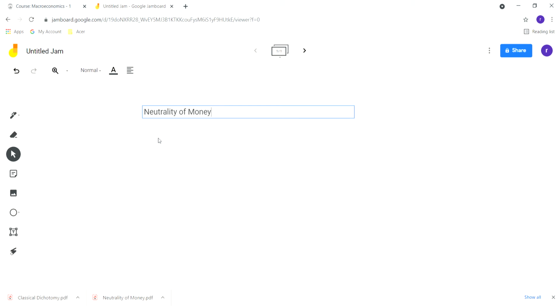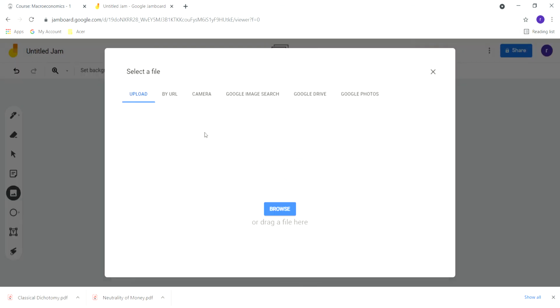Okay, nominal variables like money supply, nominal variables like price level can be influenced, but price level is not something that really matters, because what matters is the quantity of output that can be produced. So we'll have one diagram which explains the neutrality of money. Okay, so here we have the diagram for neutrality of money.